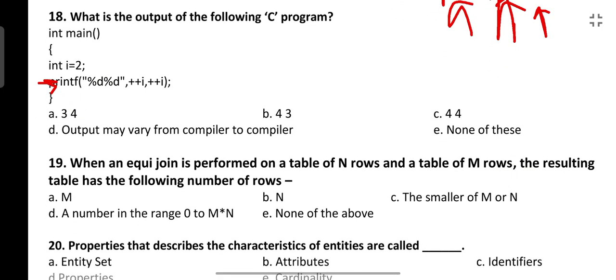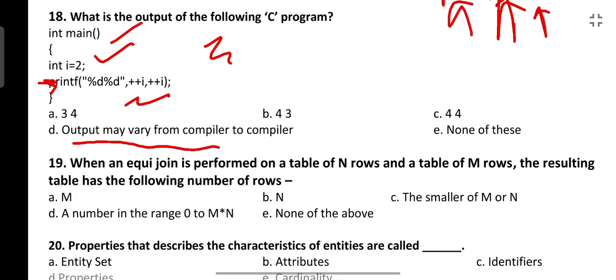Okay, next question is from C programming. This question is repeated from the previous session, because I had discussed it and someone told me that the option should be option D, compiler to compiler. So I thought let's discuss this once again. The question is: int main, i is equal to 3, printf %d, ++i, ++i.